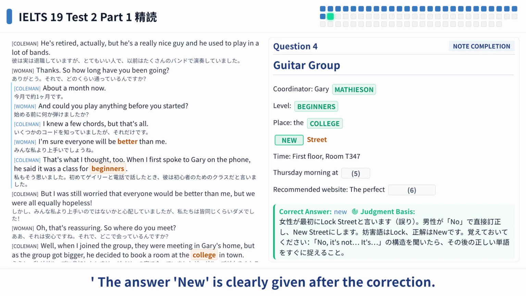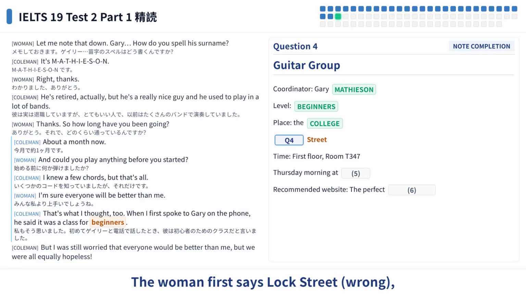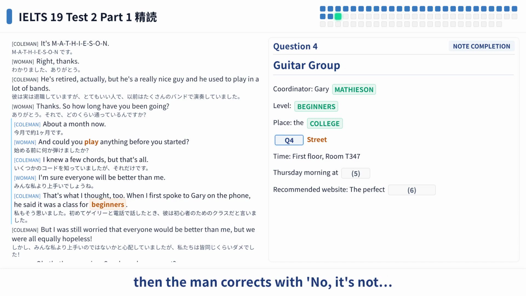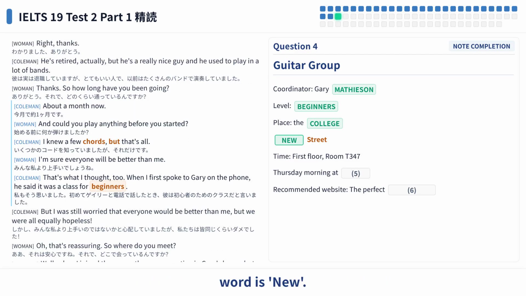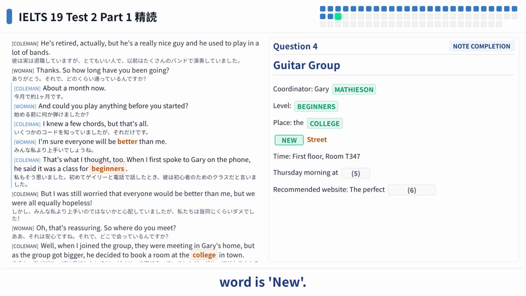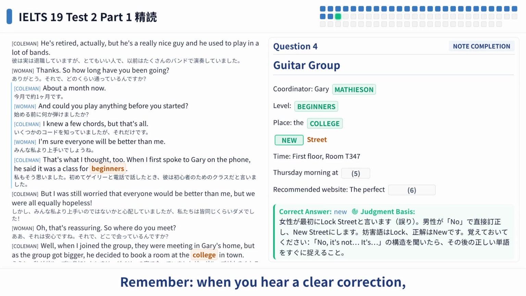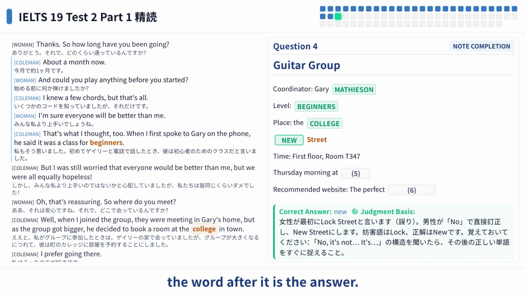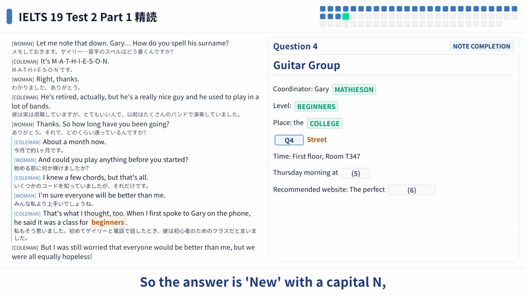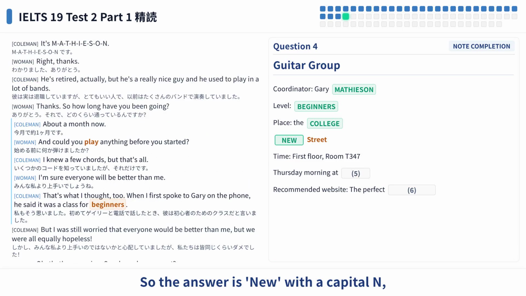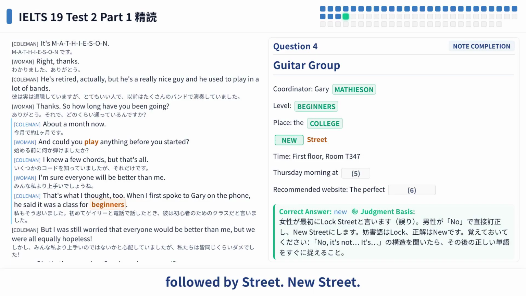The answer new is clearly given after the correction. The woman first says Lock Street, wrong, then the man corrects with, no, it's not. The distractor is lock. The correct word is new. Remember, when you hear a clear correction, the word after it is the answer. So the answer is New with a capital N, followed by street, New Street.